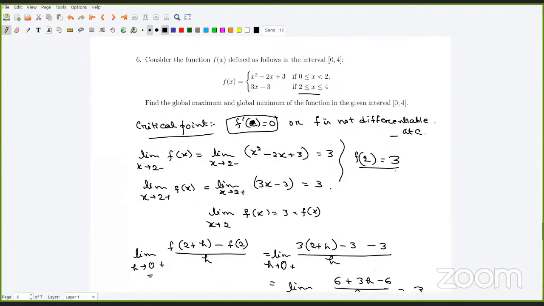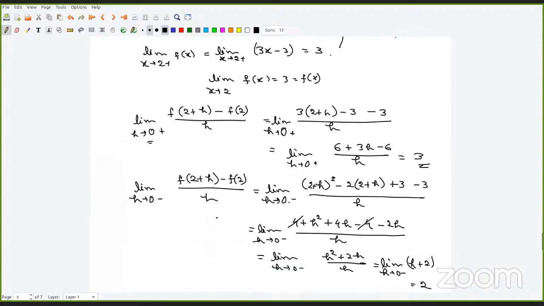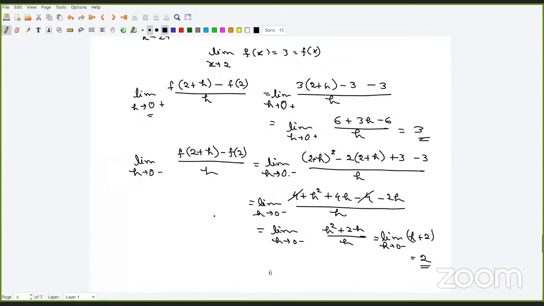Is it 2 or 4? Limit h tends to 2 minus, we are getting 4, right? No. 2. This is not 2 minus, this is 0 minus, I mean. Yeah.